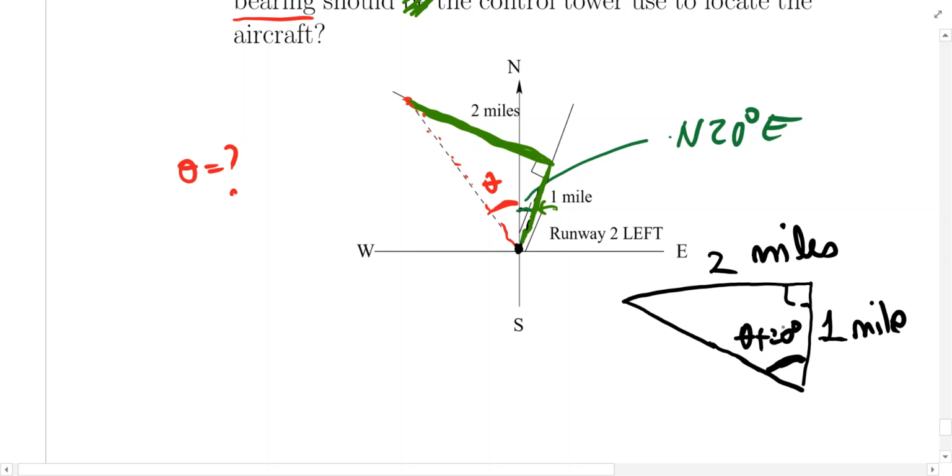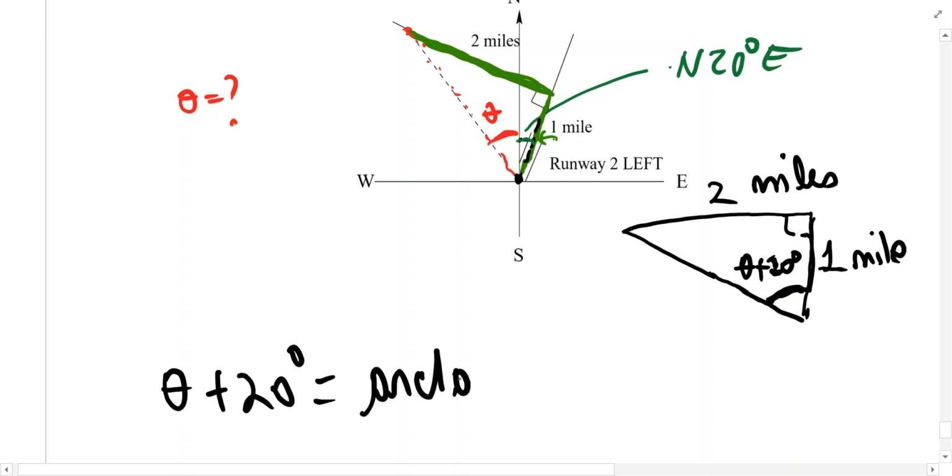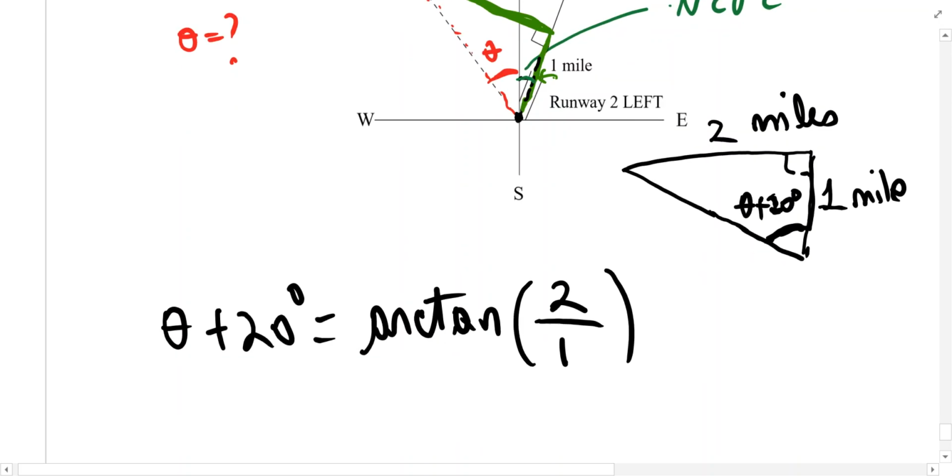So in our right triangle, we have to solve for theta now. What trig function involves this angle, adjacent, and opposite? Well, tangent, right? Actually, we're applying the arctangent. So theta plus 20 degrees equals arctan of the opposite. The opposite is 2 miles divided by the adjacent, which is 1 mile. So theta plus 20 degrees equals arctan of 2.